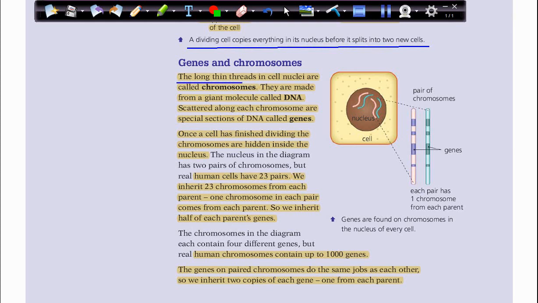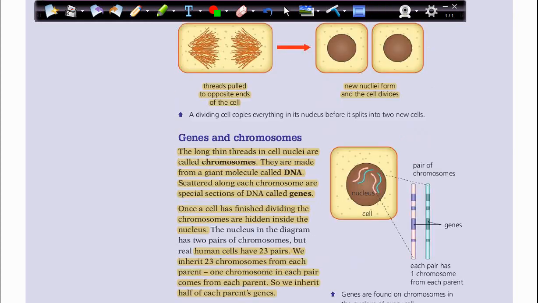The long thin threads in the cell nuclei are called chromosomes. So here, these are the chromosomes, these long thin threads. They are made from a giant molecule called DNA. Look at this picture here. You have two pairs of chromosomes because they come in pairs.